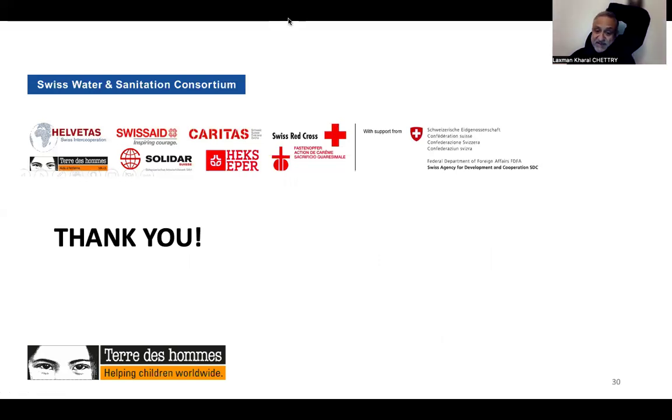But I must also mention that we have also made a poster presentation at the UNC event. Darcy had said there's a link of the poster. I can provide that link later. And I must mention that Darcy was also with us throughout this process, along with colleagues from the Swiss Water and Sanitation Consortium, under which this project was implemented. Thank you.